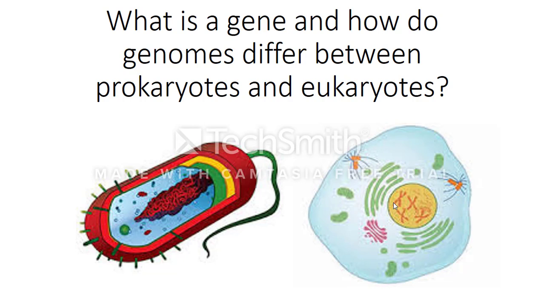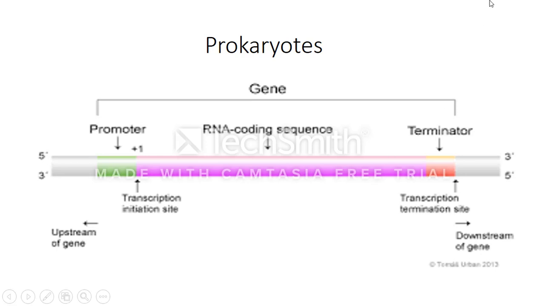Now looking at eukaryotes, they have large genomes, they have many introns and exons, and they have activators that decrease and increase expression. Moving on to prokaryotes, we're just going to look at them in depth for a little bit. Prokaryotes have a promoter sequence, a coding region, and a terminator sequence.